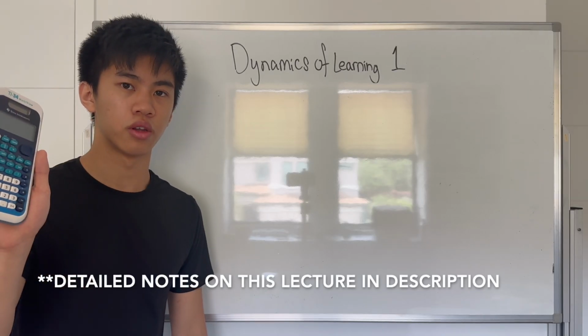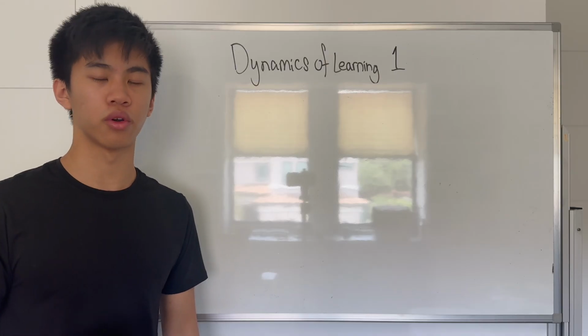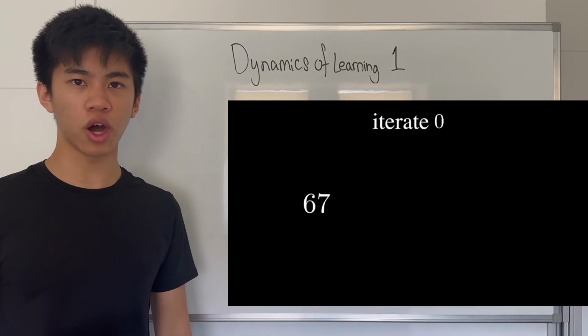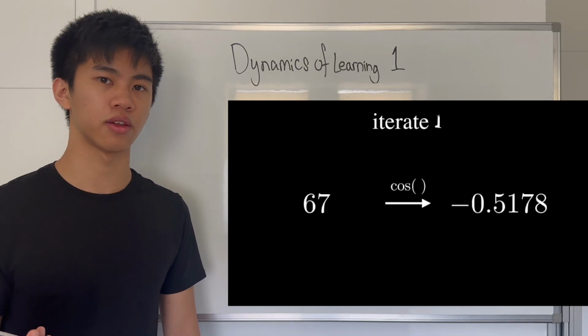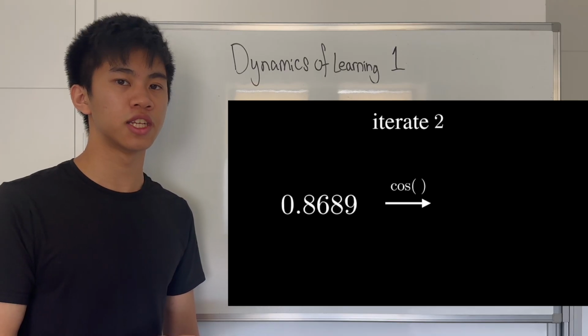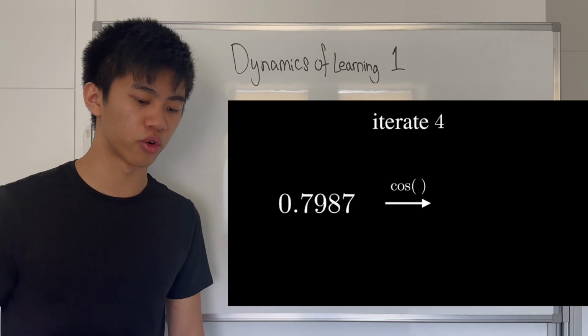Take a calculator, it could be any calculator, and plug in your favorite number. For me, that'll be 67. And what I want you to do is take the cosine of that. Then take the cosine of the resulting number. Then take the cosine of that. And then just keep taking successive cosines over and over and over again.